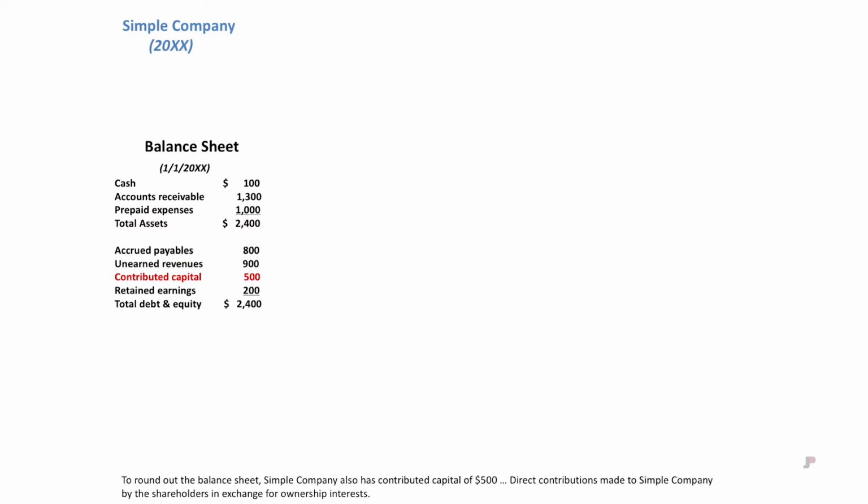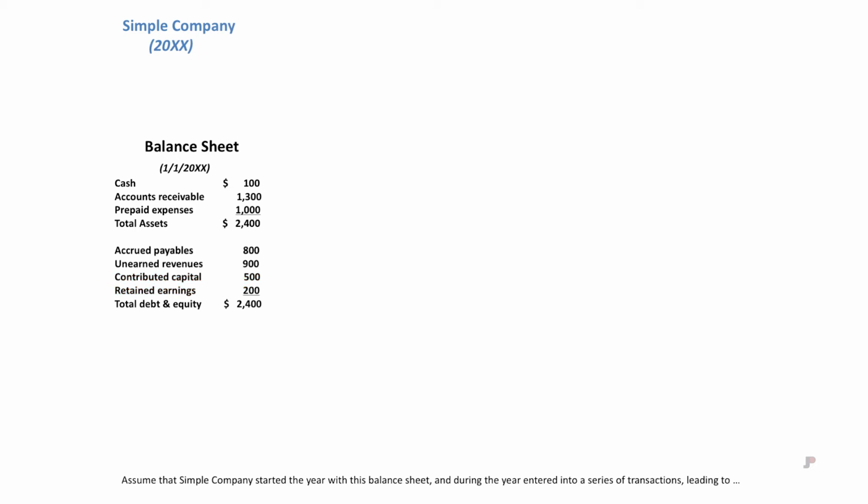To round out the balance sheet, Simple Company also has contributed capital of $500, direct contributions made to Simple Company by the shareholders in exchange for ownership interests. And finally, retained earnings of $200, a measure of Simple Company's past profits left in the company and not paid to the owners in the form of dividends. Overall, to start the year, the managers of Simple Company had at their disposal assets of $2,400, financed by liabilities of $1,700, and owners' or shareholders' investments through either direct contributions or reinvested profits of $700.